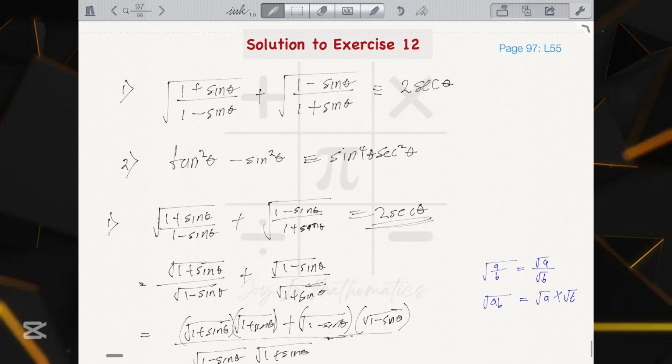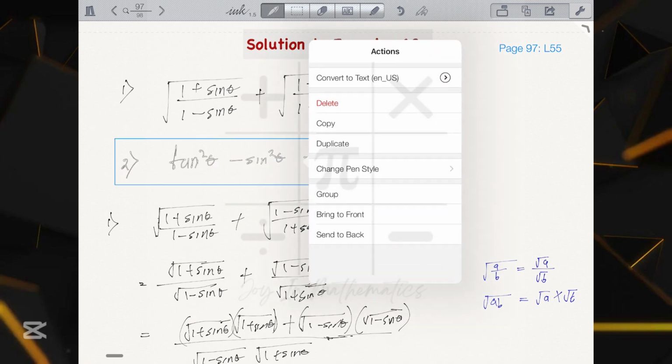Now let's proceed further as we take the second question. So let's take this and duplicate it into the new page.